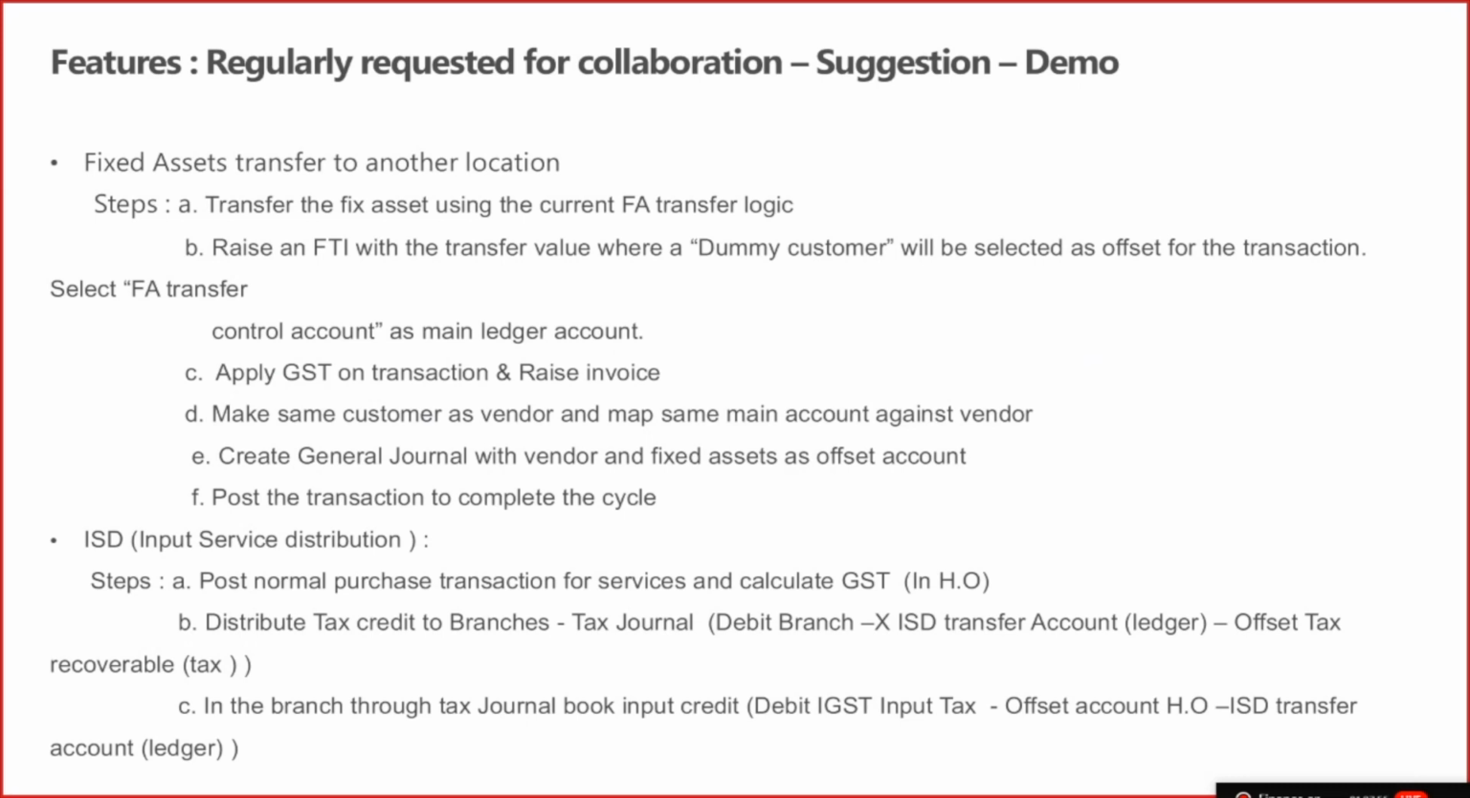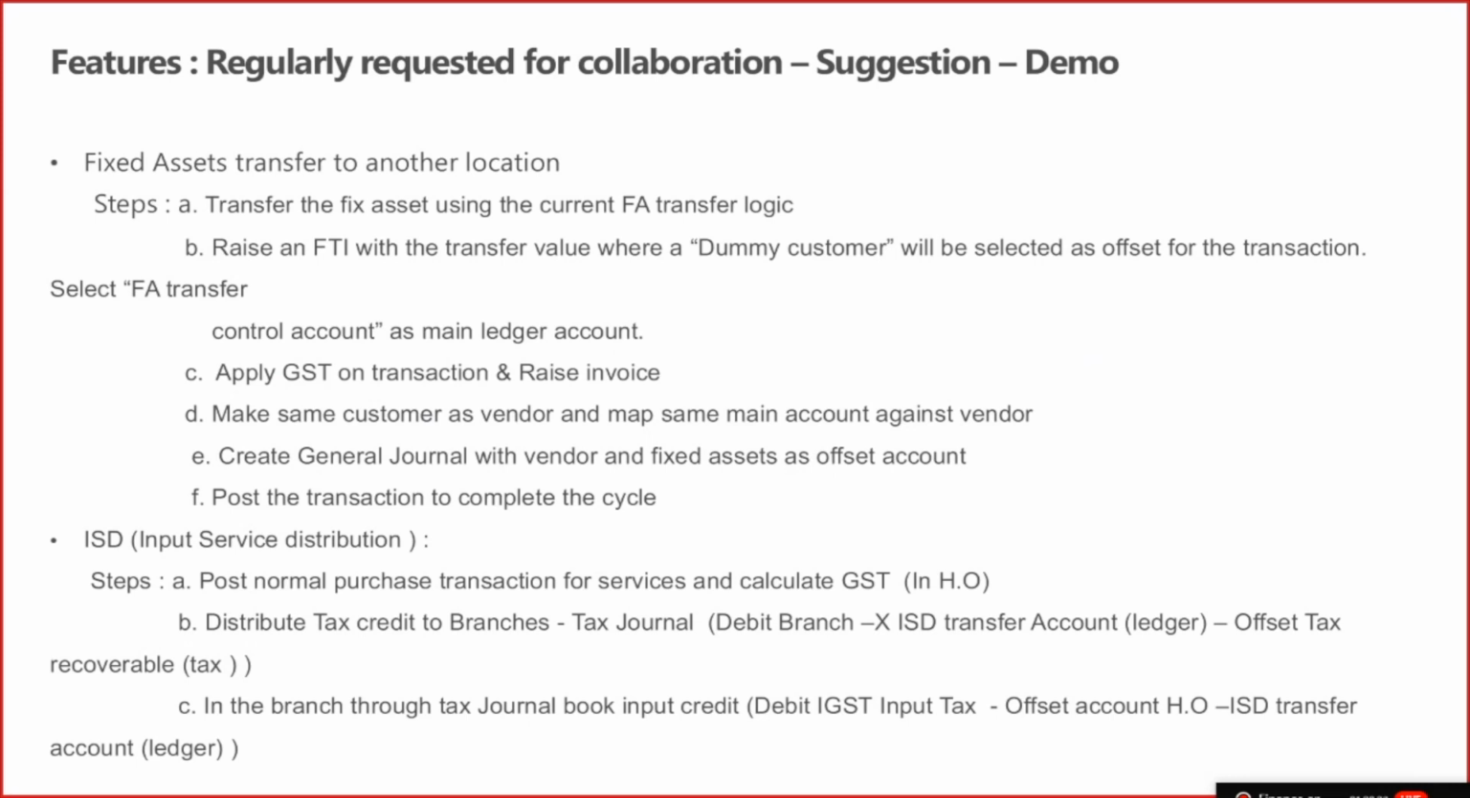So the current workaround is you have to use the transfer of fixed assets module functionality. You can transfer the fixed assets by using the dimensions, from one location to another location, and you can make a shift of the assets. Then you have to raise the free text invoice, where you have to create one dummy customer, and the dummy customer will also map to a dummy vendor, where the same customer will be a vendor, and both the customer and vendor will have the same main account, ledger account.